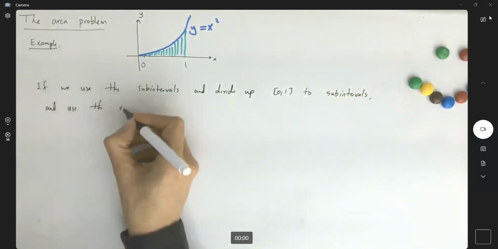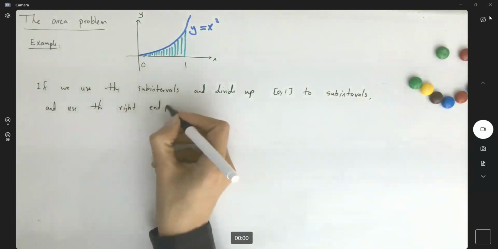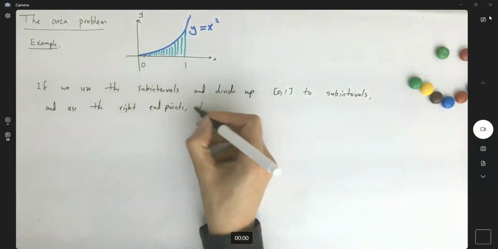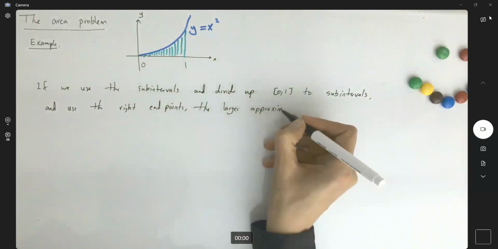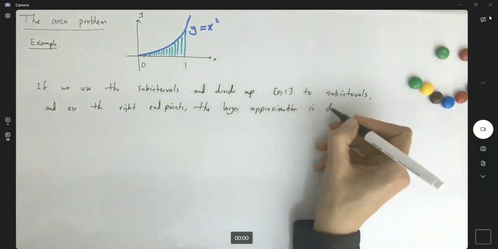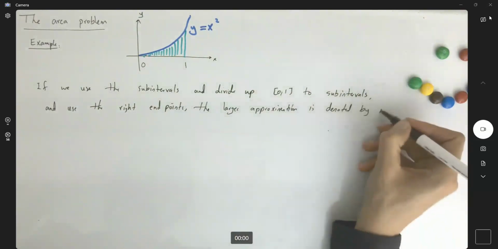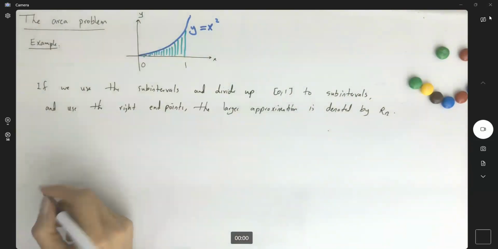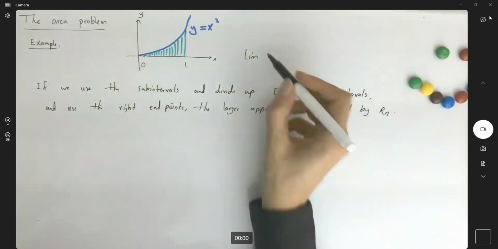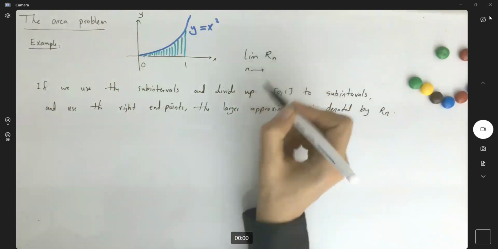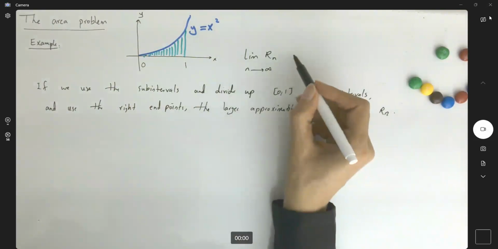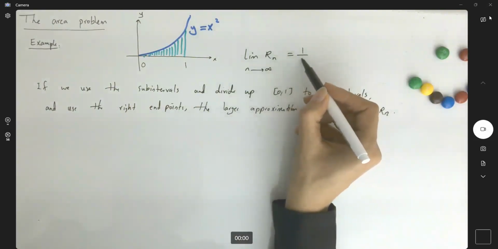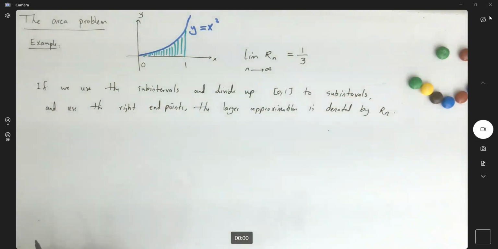And use the right endpoints, the larger approximation is denoted by R sub n. Now the example said, show that the limit of this R sub n as we make these sub-intervals smaller and smaller is going to be 1/3. Okay. This is what we're trying to show.